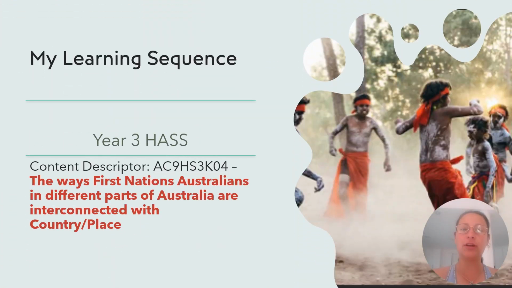The following unit is presented as a synchronous portion of an online learning sequence with adaptations to incorporate a face-to-face classroom. The unit is based on the Year 3 HASS content descriptor, the ways First Nation Australians in different parts of Australia are interconnected with country and place.